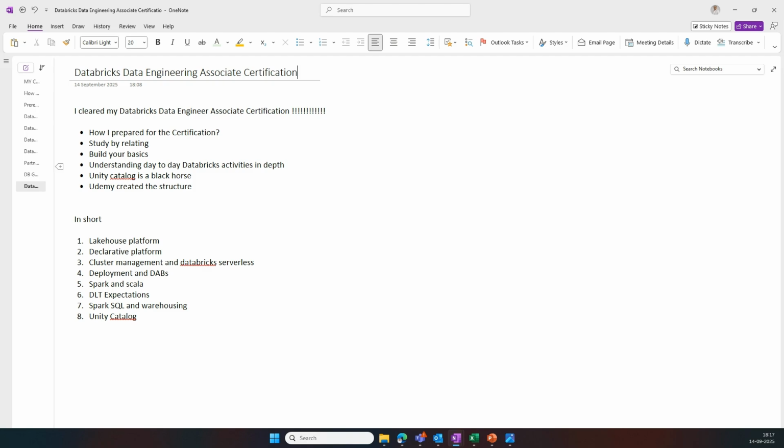For example, when the study material talked about declarative pipelines, I immediately connected it to a streaming ingestion project which I built using Autoloader and DLT. This mapping of theory to a practical that we have already done, whether it's a real project or a project that you have done for your practice, makes the entire process natural. You don't have to remember everything.